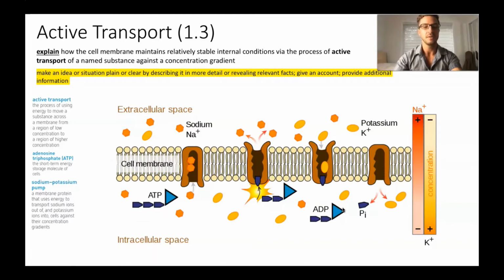So lots of cells in our body use this pump to keep the correct balance of sodium out and potassium in to maintain a stable internal environment. It requires 1 ATP to move every 3 sodium ions and 2 potassium ions. And that is an example of active transport.